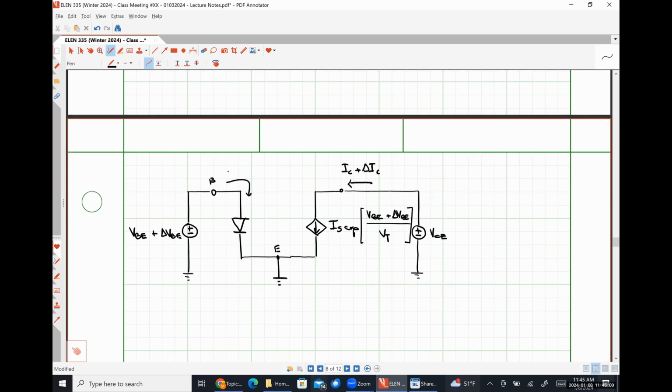Our base current here is then IB plus delta IB, where we can express IB and delta IB in terms of IC, and our emitter current here is IE plus delta IE, right? So because we have some perturbation in our base emitter voltage, we should see some perturbation in our collector current, which is then going to cause perturbation in our emitter current and a perturbation in our base current, right?